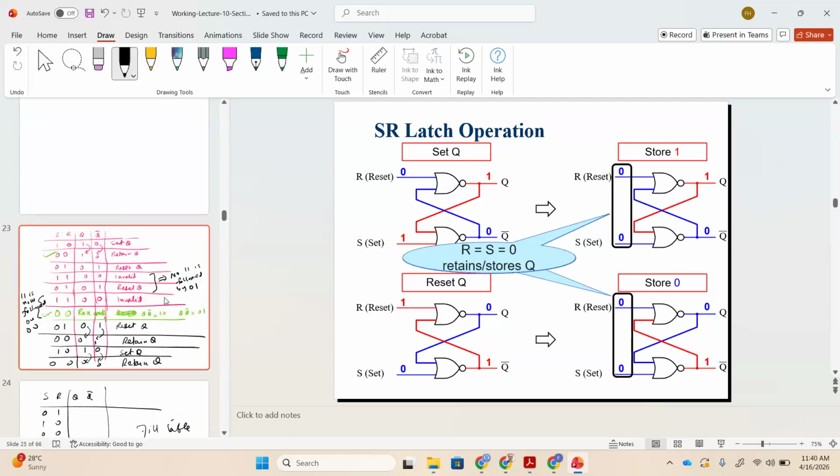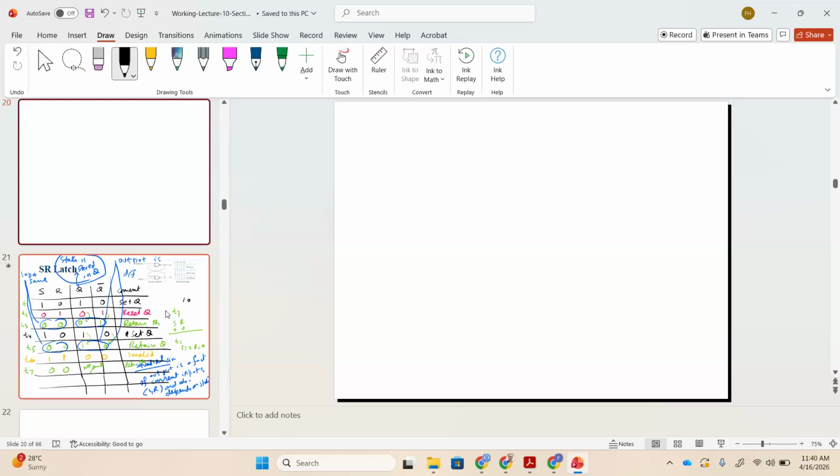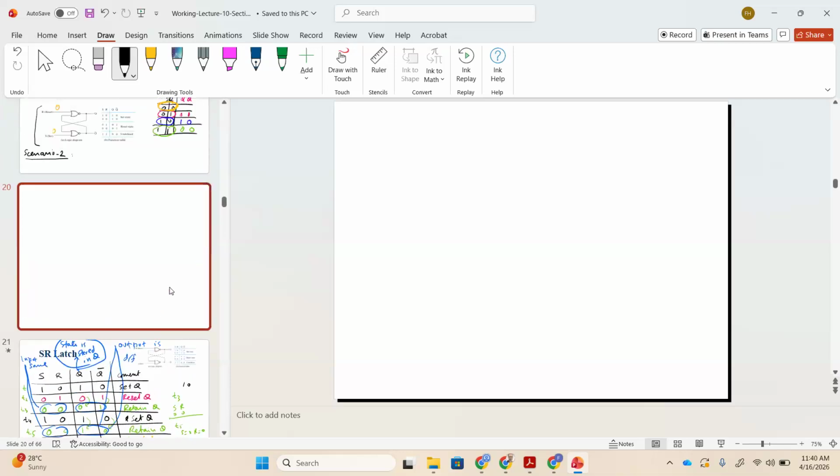I will explain this one with an example, because examples are always good. Please remember, anyone who answers this question may get some points. This is a very simple example.